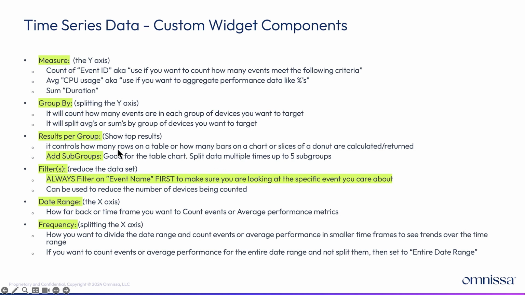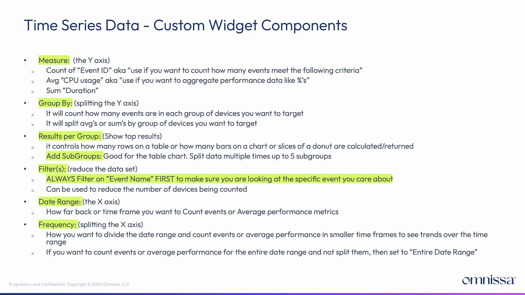And then if you're using a table chart, this is where add subgroups comes in, and it's really helpful because you can do up to 5 different subgroups of that data. We mentioned filtering. Always use filter to get the event name, but if you also want to use it to reduce the data set to specific platforms or specific app names, that's where you use filters. I'll show you that live. The date range is really important because, again, this is time series data. You're aggregating over a time range. This can be an absolute or relative time range.